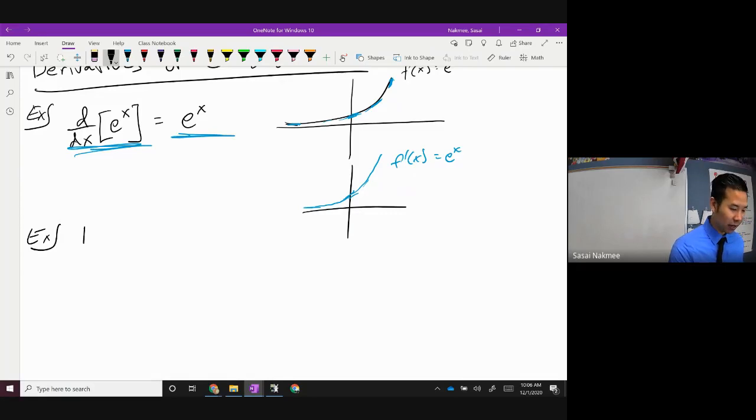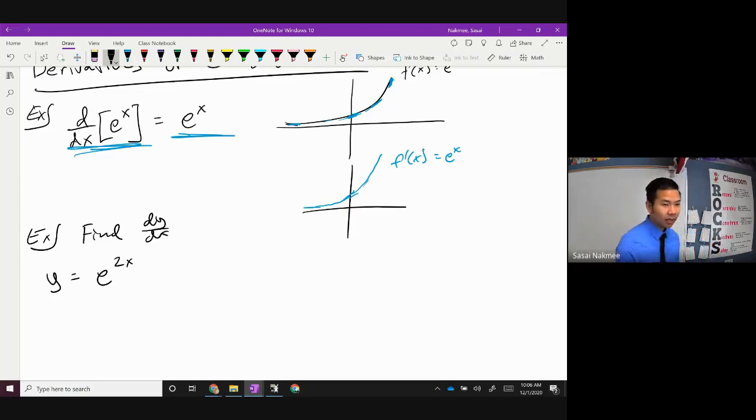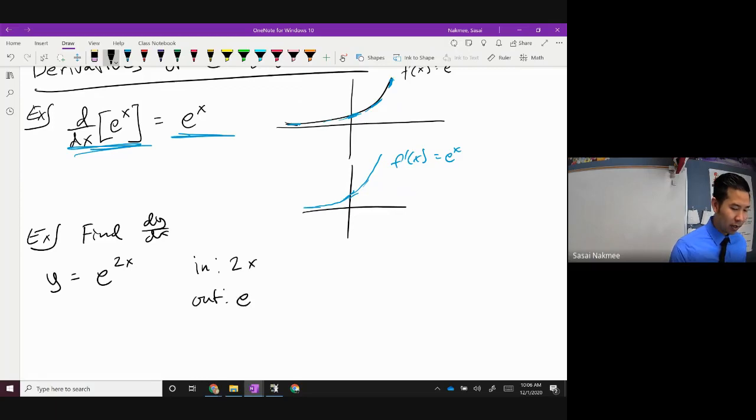Let's work one problem out here. I was asked to find dy dx, where y is equal to e to the 2x. I don't know if you guys can see this or not, but e to the 2x is actually a composite function. It's made up of two functions, and they're not multiplying with each other. It's not the product rule. It's not e times 2x. It's e to the 2x, meaning I have an inside function, 2x, and my outside function is e to that 2x.